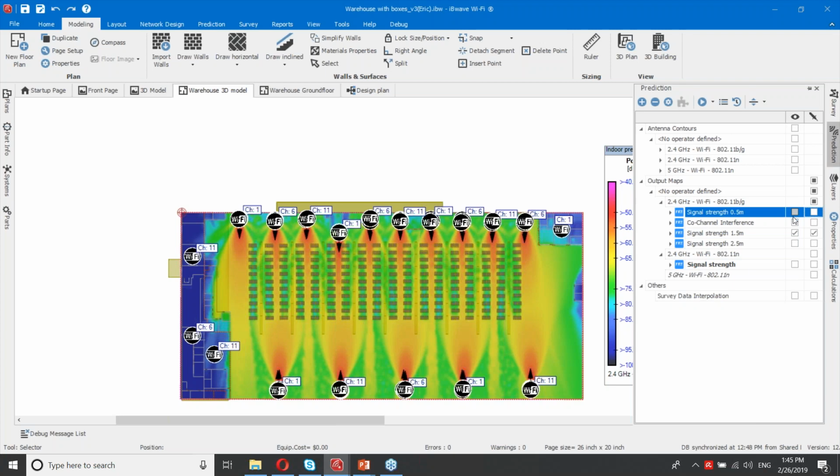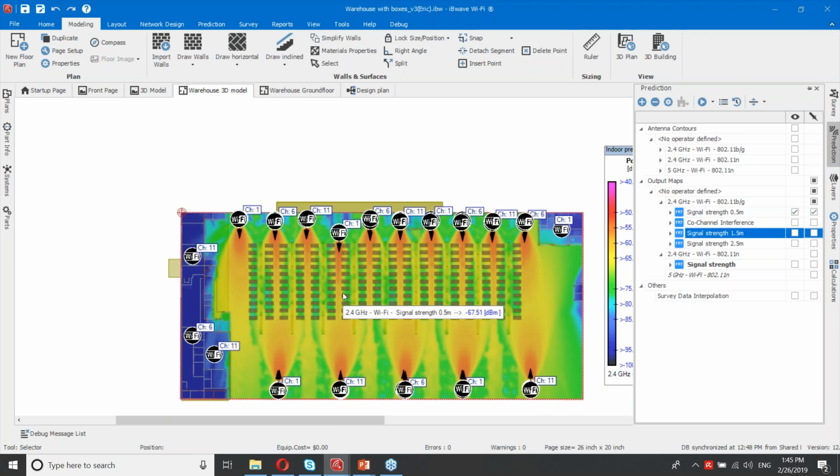So I ran a prediction at 0.5 meter. And there it looks like it's about the same. Now, if you put them side by side, wait a minute, what is this? If you look at them in the same area, it is a little bit better, but mostly about the same. Okay, but what would happen at 2.5 meters?